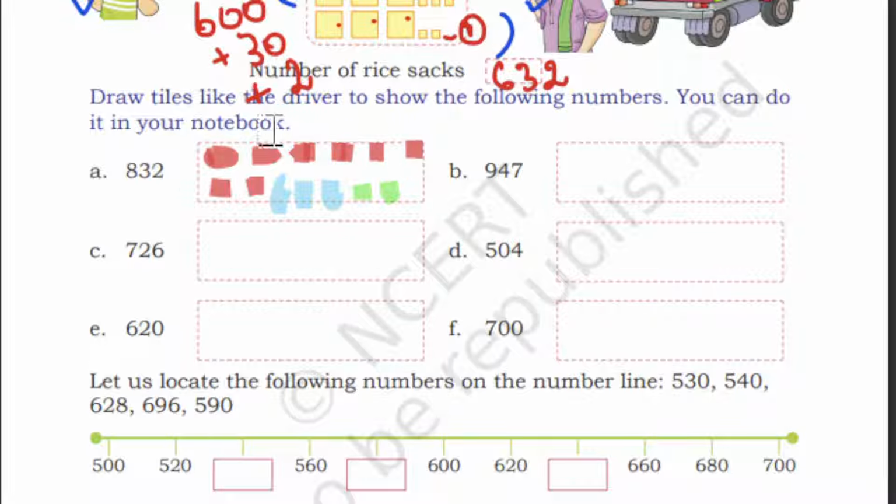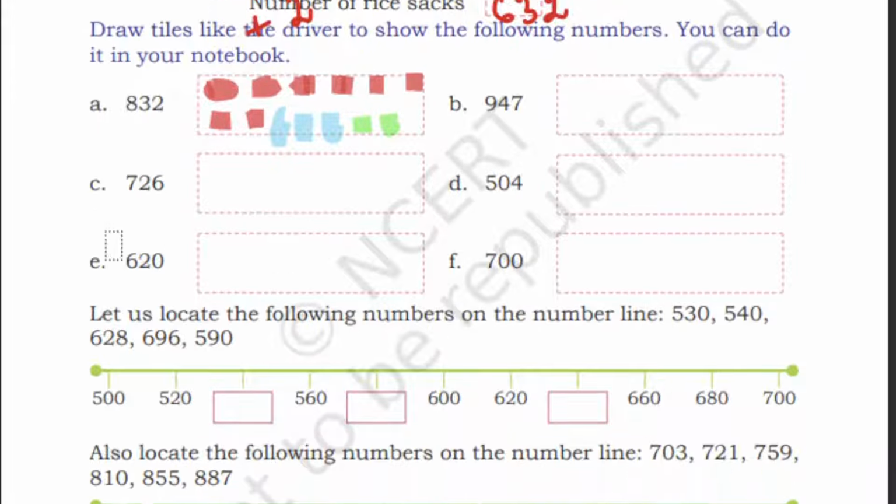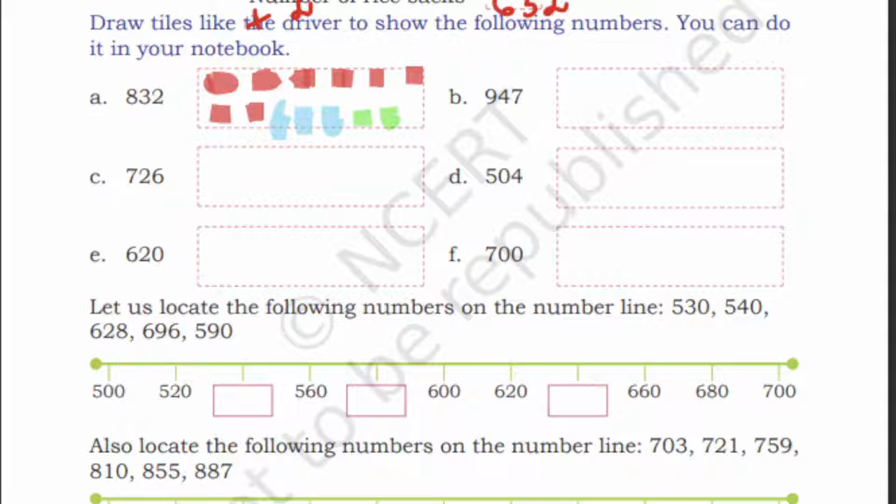So how many hundreds we have? 1, 2, 3, 4, 5, 6, 7, 8. So 8, which is 800, and tens we have 1, 2, 3, which is 30, and ones we have 1 and 2. So 800 plus 30 plus 2, which is 832. Okay. So next we have 726.